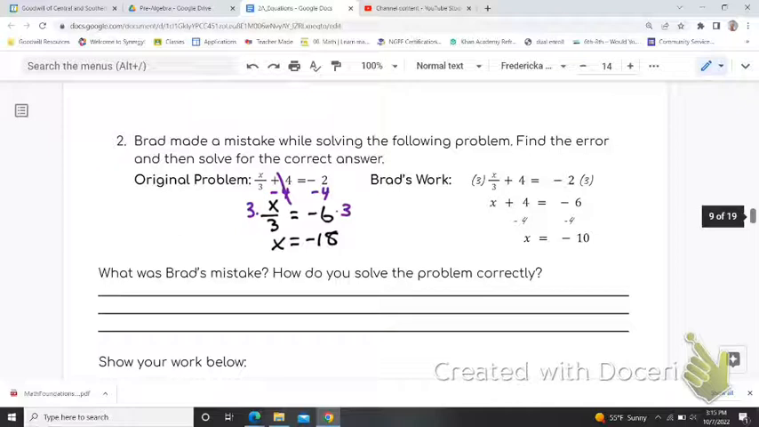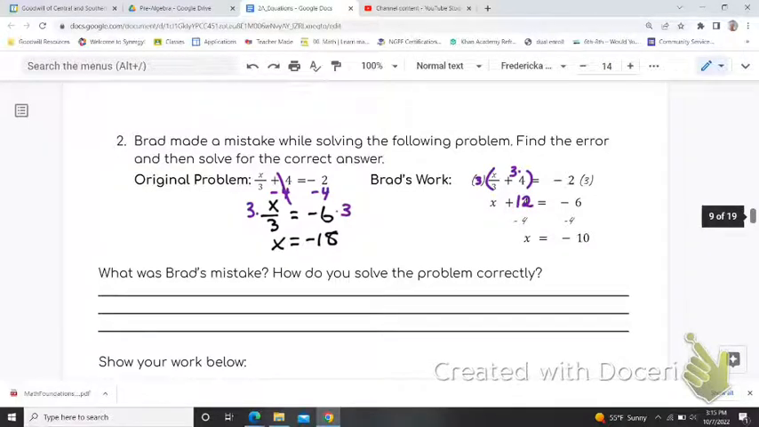If Brad wanted to multiply by 3 first, and sometimes my students dislike fractions so much they want to multiply by 3 first, it's actually legal to do it first. However, everything on this side needs to get divided or multiplied by the 3. So the x is being divided by 3. That part's right. But this 4 that's not part of the fraction would get multiplied by 3 if we were going to multiply first, and it would become 12.